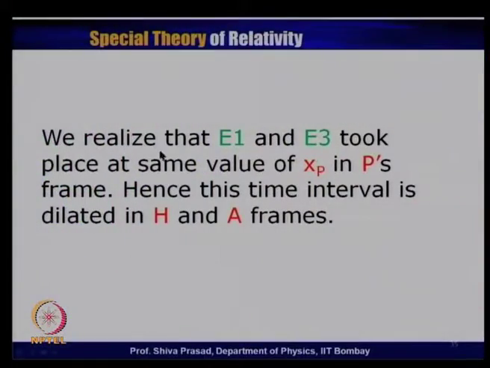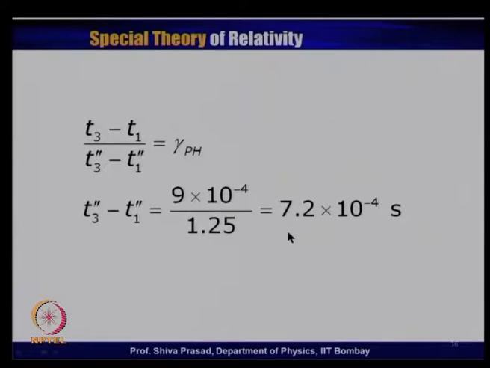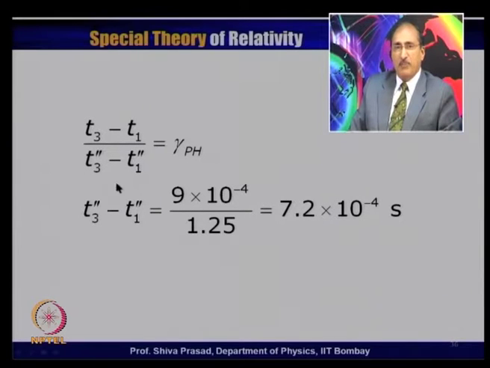What I have written here, we realized that events E1 and E3 took place at the same value of x_P. So, now I have put x_P in the P frame. Hence, this time interval is dilated in H and A frames. For the P frame, I have put a double prime. So, T3'' minus T1'', this is a proper time interval. T3 minus T1 in the hospital frame of reference must be equal to gamma_PH times that.